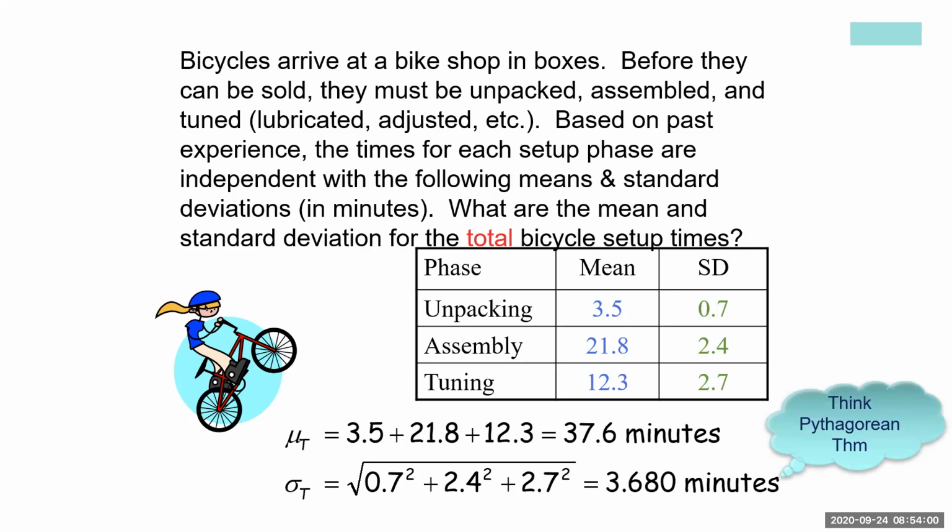So on average, it will take me 37.6 minutes to assemble the bike. My wiggle room, it could go above or below that by 3.68 minutes.